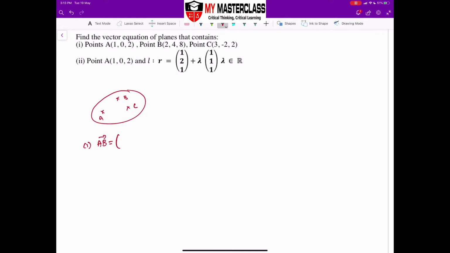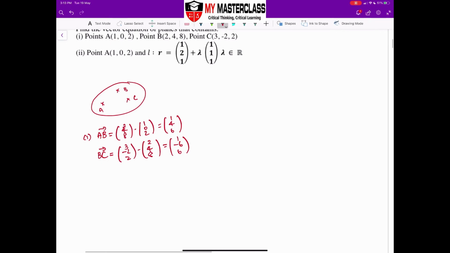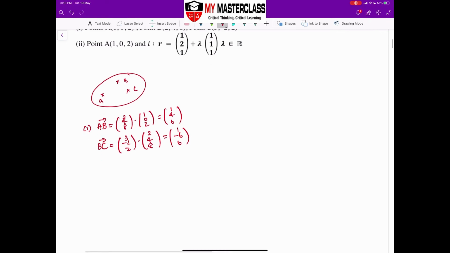So AB is equal to OB minus OA, so it's (2, 4, 8) minus (1, 0, 2), which will give me (1, 4, 6). Next, I'm going to find BC. Like I said, you can use AC, you can use CB, whichever direction you want to. BC is equal to OC minus OB, so it's (3, -2, 2) minus (2, 4, 8), which will give me (1, -6, -6). Take note, because we are talking about direction, we can simplify the direction if we can. However, over here, this is the most simplified direction that we can get.